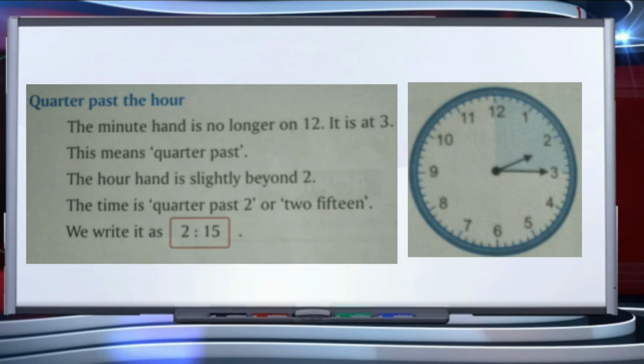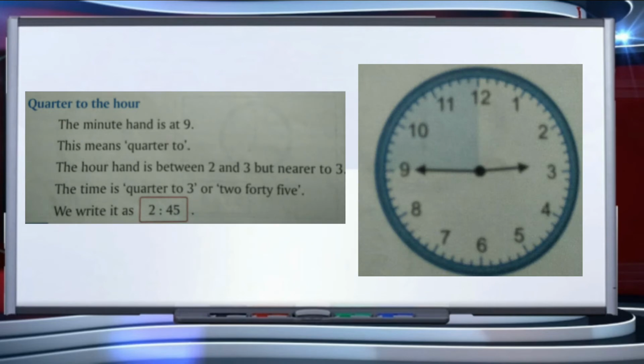The hour hand is slightly beyond 2. The time is quarter past 2. We can read it as quarter past 2 or 2:15, or we write it as 2:15. Now the next is quarter to the hour.